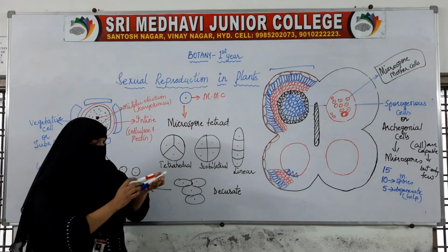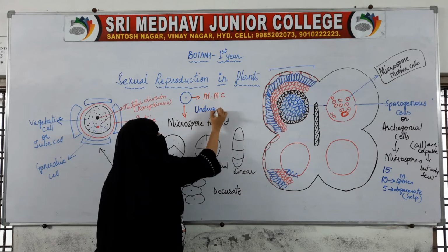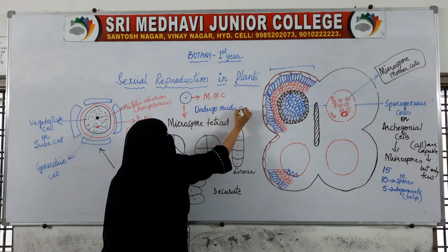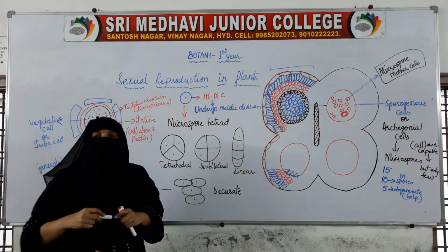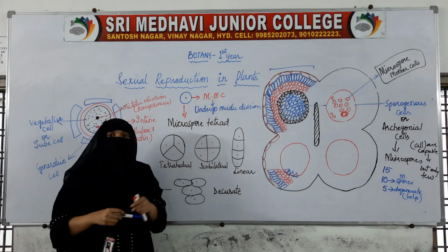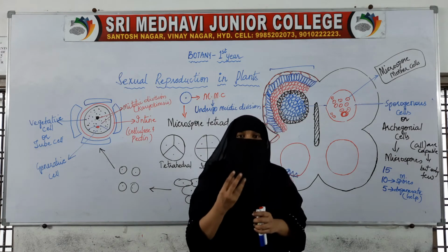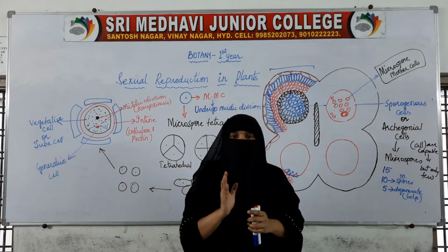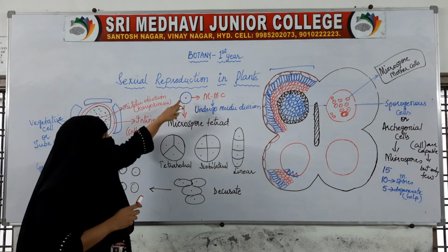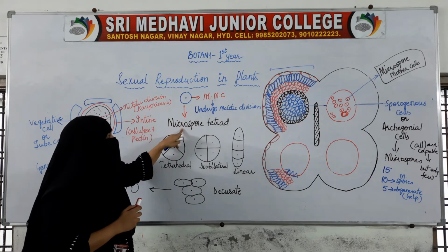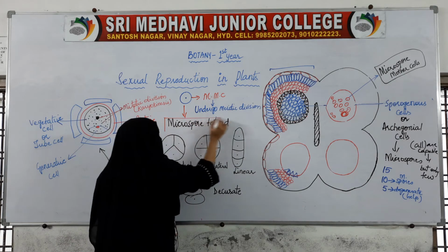This microspore mother cell will undergo meiotic division, that is, this cell undergoes meiosis, and we all know when a cell undergoes meiosis, it produces 4 daughter cells. How many daughter cells? It produces 4 daughter cells. So this is one microspore mother cell. When this undergoes meiosis, it will produce 4 cells. This is called a microspore tetrad.